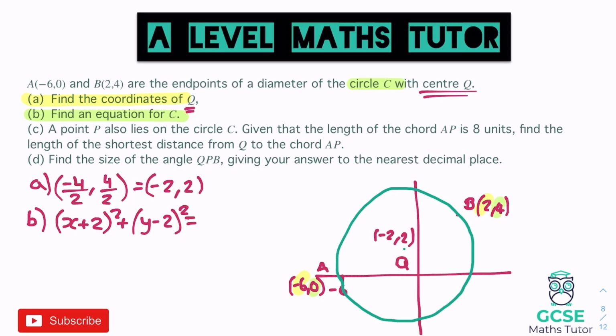We've got two coordinates on the circumference of the circle, so we could substitute either of those into our equation to figure it out. I'm just going to go for the coordinate 2, 4 here, just to avoid using negatives, not that it matters because we're going to square them anyway. If I sub those coordinates into the equation, we get 2 plus 2 in the first bracket, so that's 4 squared, plus y minus 2, so 4 minus 2 is 2, so plus 2 squared, and that's going to equal our radius squared. So 4 squared is 16, 2 squared is 4, and 16 plus 4 is 20. So 20 is going to be our radius squared.